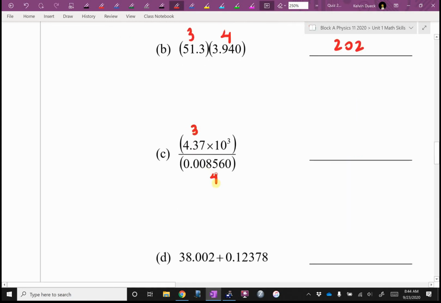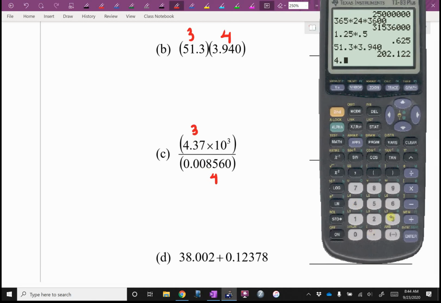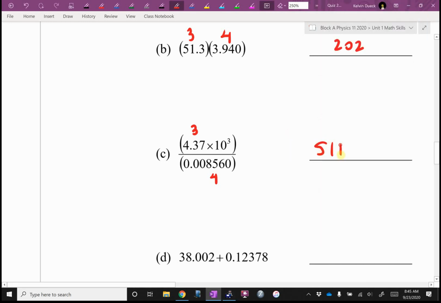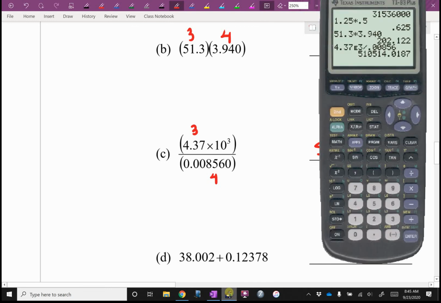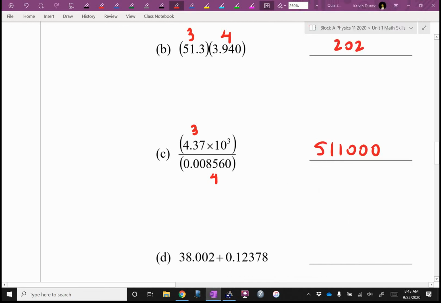3 sig figs, 4 sig figs. I'm going to go to 3 sig figs, 4.37, scientific notation button 3, divided by 0.00856. I'm going to put the 0. 3 sig figs, so I guess 5.11 times 10 to the, if I go scientific notation. So you could either write 511000. Did I make a typo? That's right. Or here I probably would go 5.11 times 10 to the 5th, because it's, I don't know, easier to see that I got the number of sig figs right.